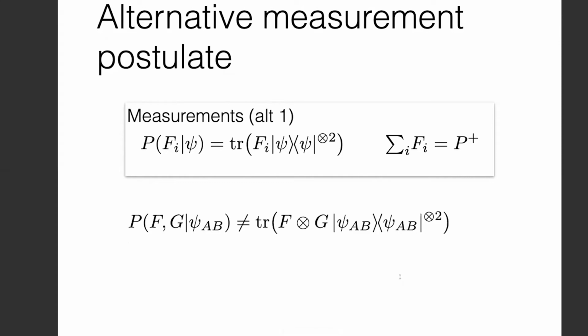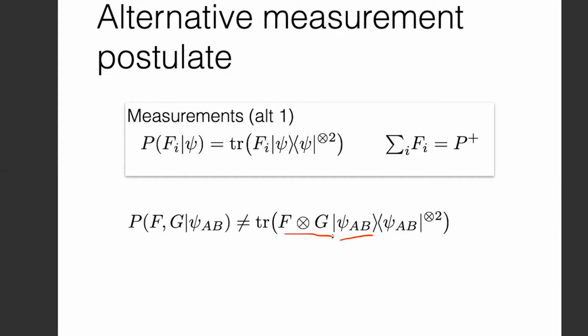Yeah, so now let us analyze what happens in this alternative theory when we have bipartite systems. We have Alice and Bob, and they share a bipartite pure state. Now we want to calculate the joint probability of having outcome F for Alice and outcome G for Bob. As we are going to see now, this cannot be given by this naive expression.